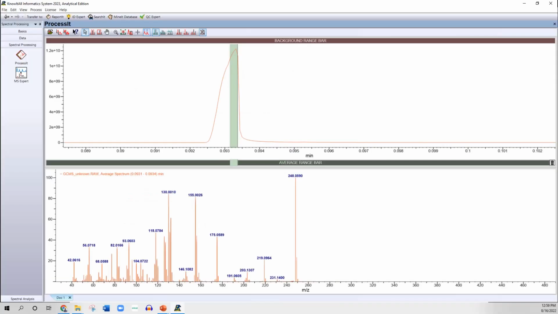We've imported the GCMS file in the EI mode into KnowItAll for processing, and you can see that I've averaged across the peak over at the top of the peak, and the bottom pane shows the EI mass spectrum of the unknown.